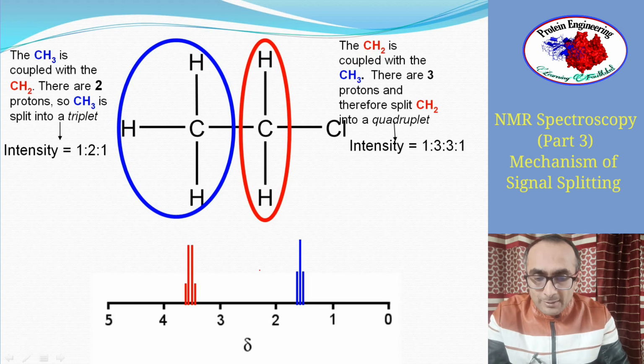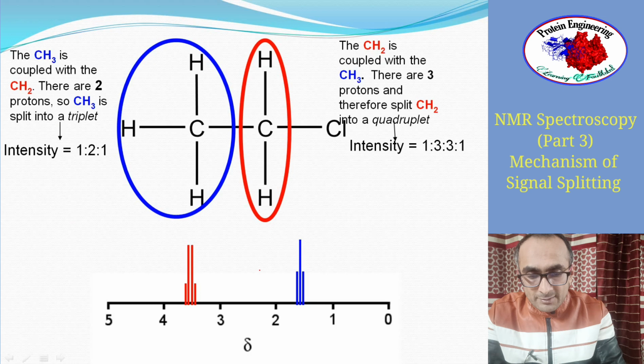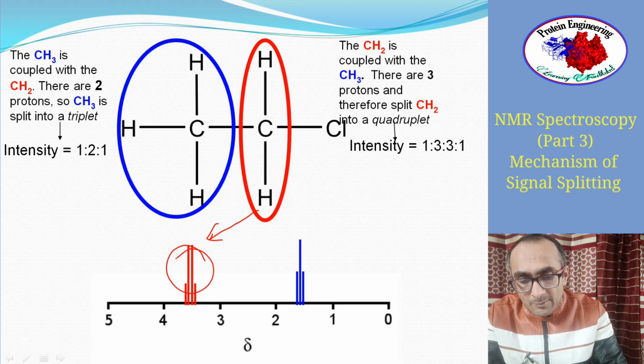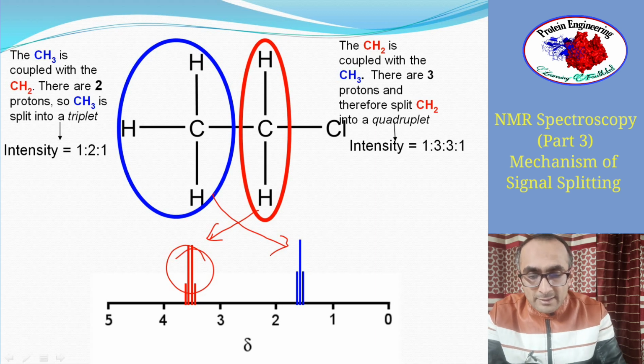So for example, in this case, you see in ethyl chloride, the CH2 peak, the peak for the methylene proton, is a quartet. Quartet simply means, as per the n+1 rule, there are 3 protons in the neighborhood. And similarly, the peak for the methyl group is a triplet, which indicates there are 2 protons in the neighborhood of this methyl group. And the intensity also varies.